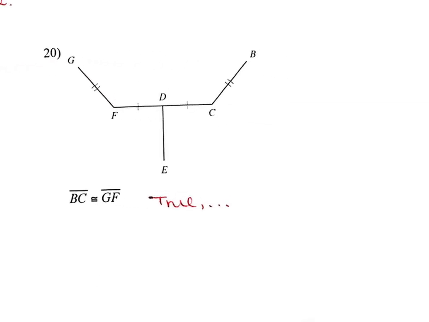And then question 20 here at the end, B, C, and G, F, those are congruent. They both have the double hash marks that segments require to show that they're congruent. Just so that you know, right, DF and DC are also congruent to one another. However, DF and GF are not congruent to each other because one of them has one hash mark and the other one has two. So as long as you're familiar with that notation, you should be good for tomorrow.